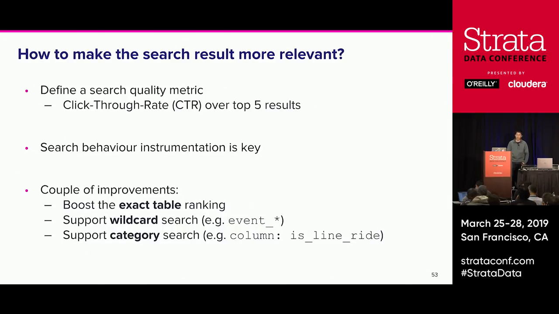Based on this feedback, in the end, we made a couple of improvements. First, we boosted the exact table ranking, meaning if people search for the exact table name, this result will be ranked much higher. Second, we support wildcard search. For example, a user could type event underscore star, and it will show all the matching tables. The third is category search. For example, I want to know all the tables with a column called underscore line rights. You will search all the tables with this column and return the results based on relevancy.